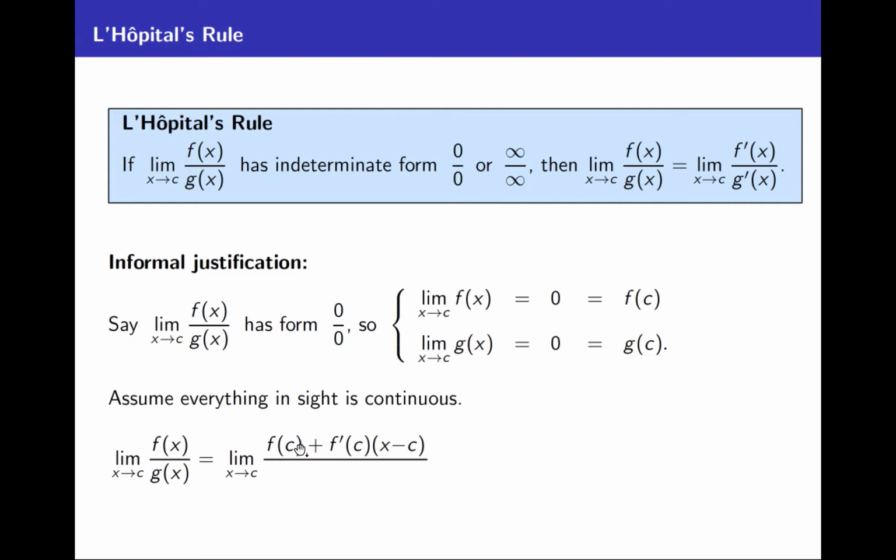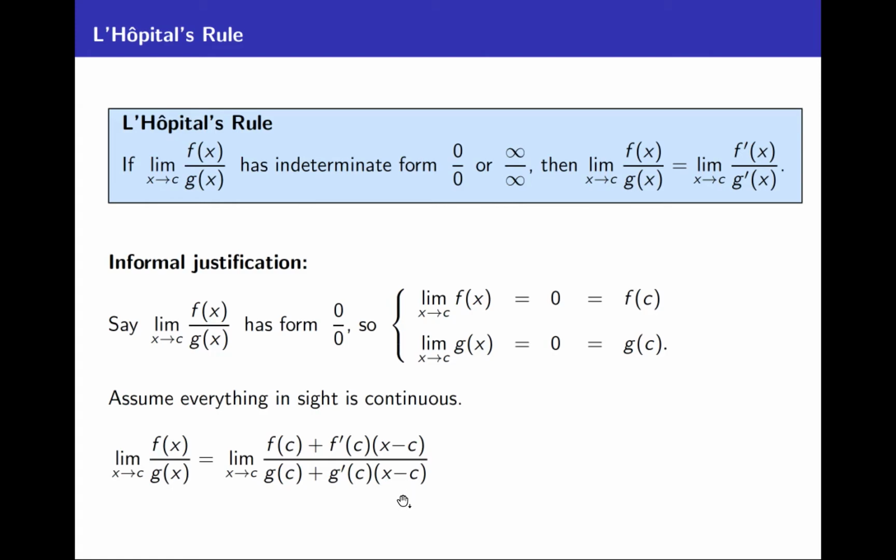It's a straight line, whereas f of x is a curved line probably when you graph it. But when you zero in at x equals c, f of x is indistinguishable from f of c plus f prime of c times x minus c. And we'll do the same thing for the g of x on the bottom. We're going to replace that with its linear approximation at c. So on the bottom we have g of c plus g prime of c times x minus c.